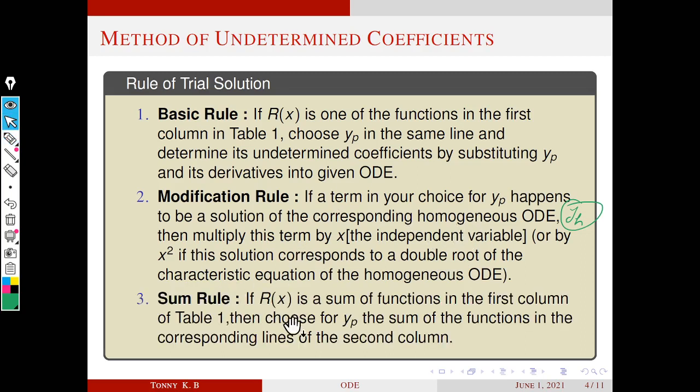The last rule, sum rule. If r of x is a sum of functions in the first column of table 1, that means r of x is a sum of any two functions in those 6 allowed functions, then we choose yp the sum of the functions in the corresponding lines of the second column. That's all. Or we have another simple technique that also we will see in the next session.